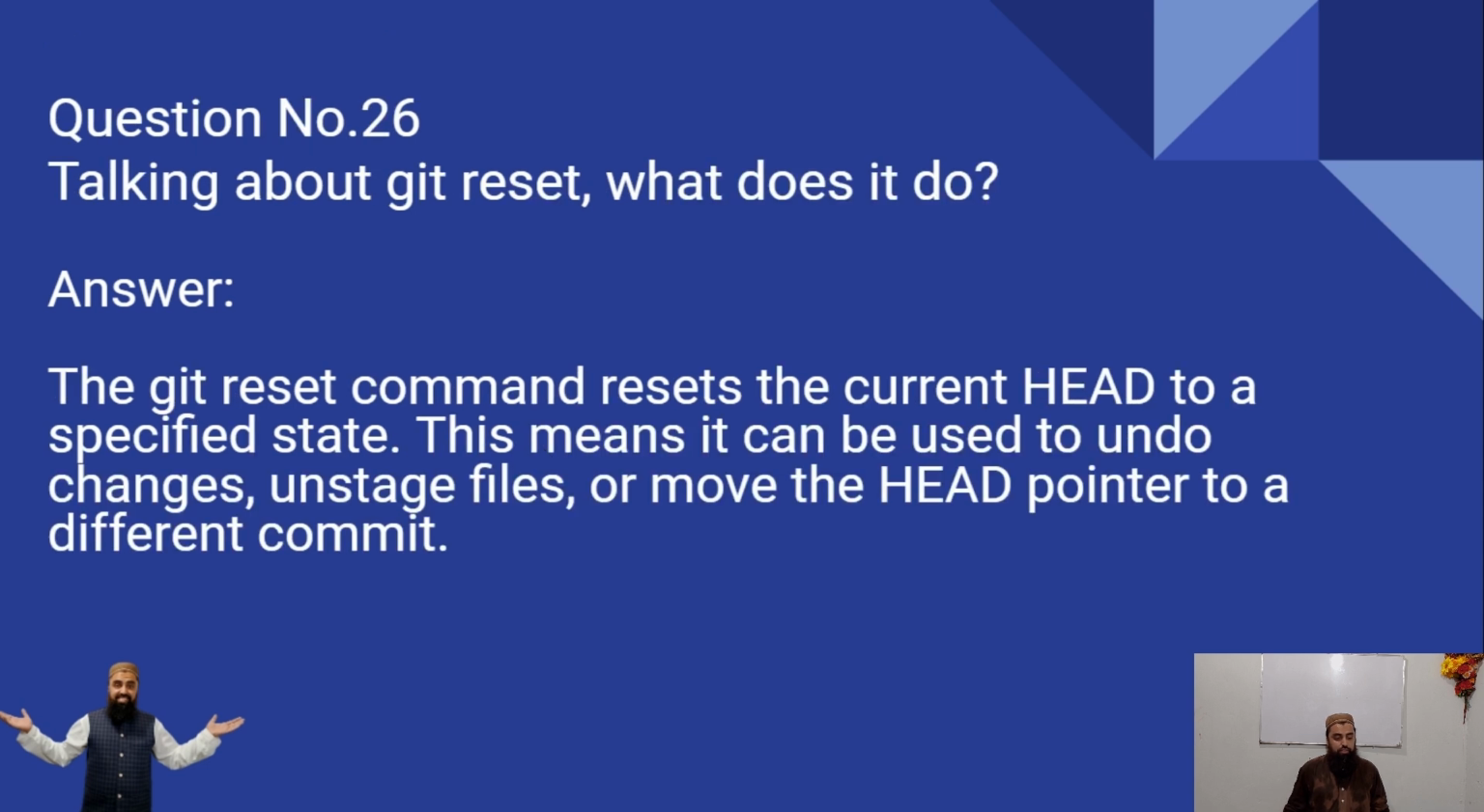Question number 26. Talking about Git Reset, what does it do? What can we achieve from Git Reset? And the answer is the Git Reset command resets the current head to a specified state. This means it can be used to undo changes, unstage files, or move the head pointer to a different commit. The basic concept is that we can reset the changes and unstaged files. We can remove them. So the git reset command is used.